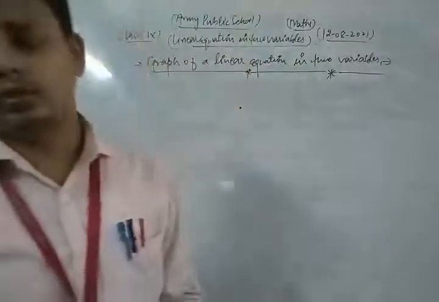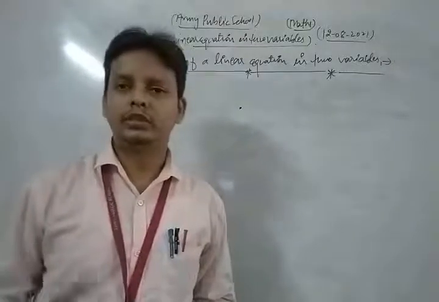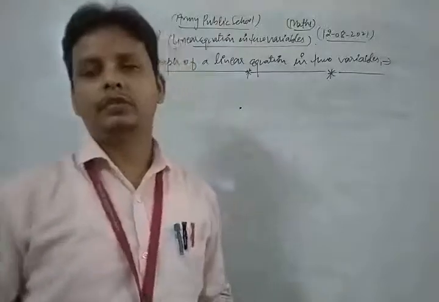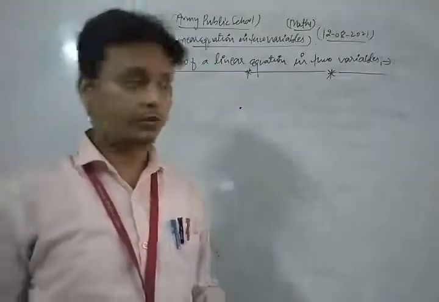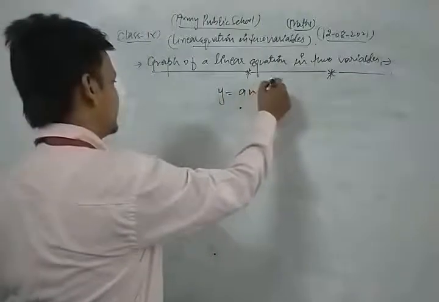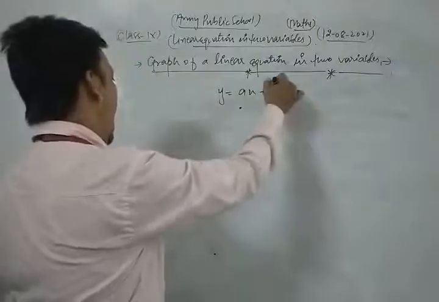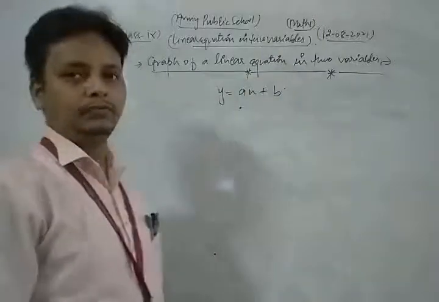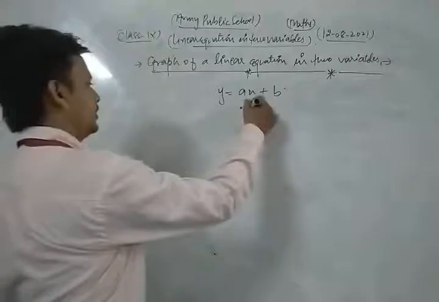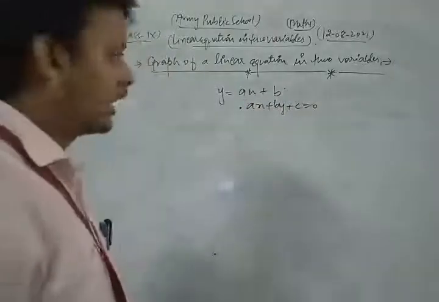Now let's see. Dear students, in drawing the graph of a linear equation in two variables, first of all we take some following steps. First of all, we have a given equation. Suppose we have an equation ax plus by plus c is equal to 0.